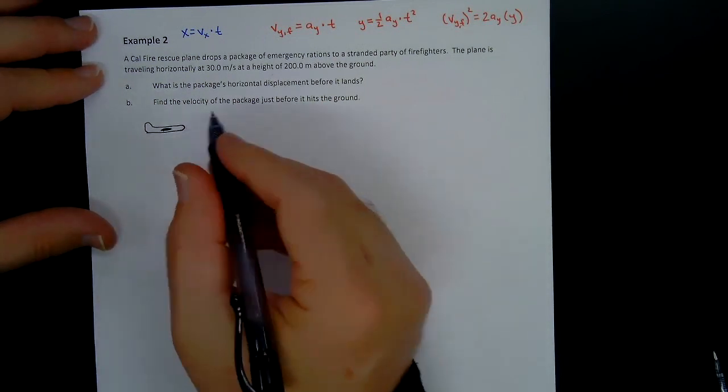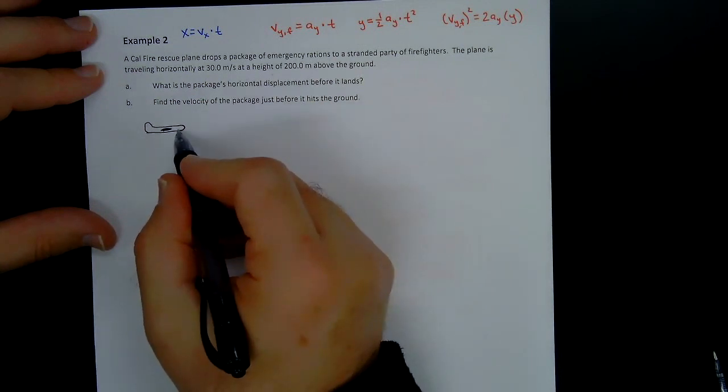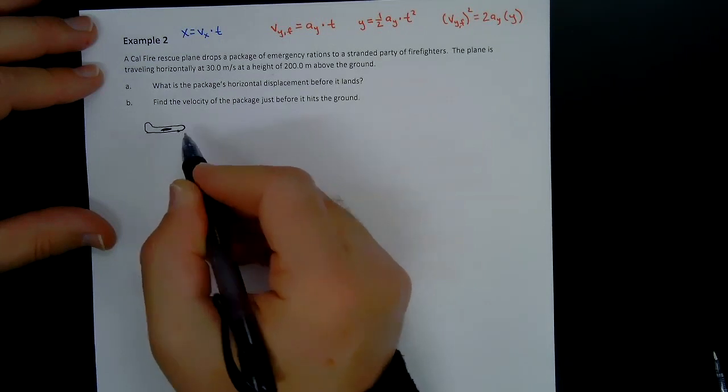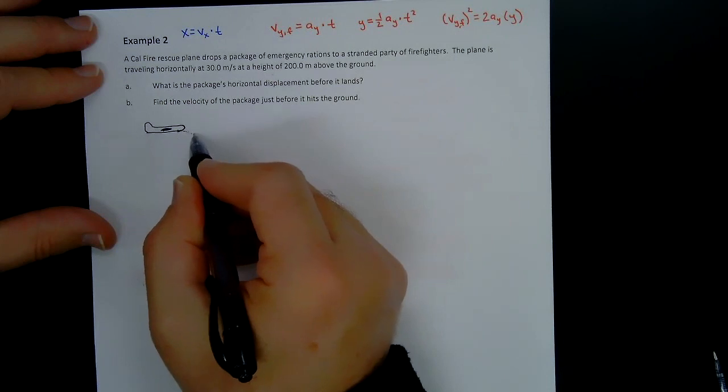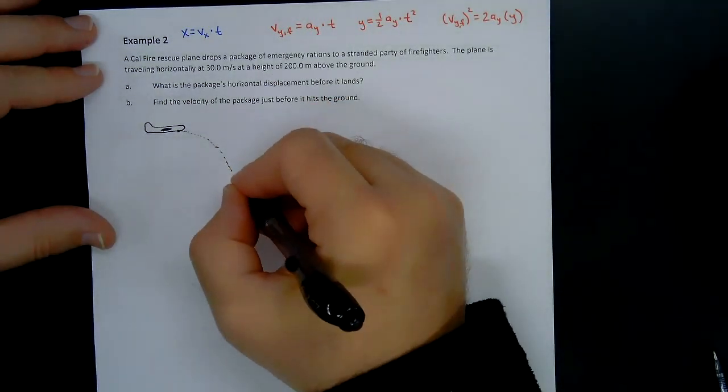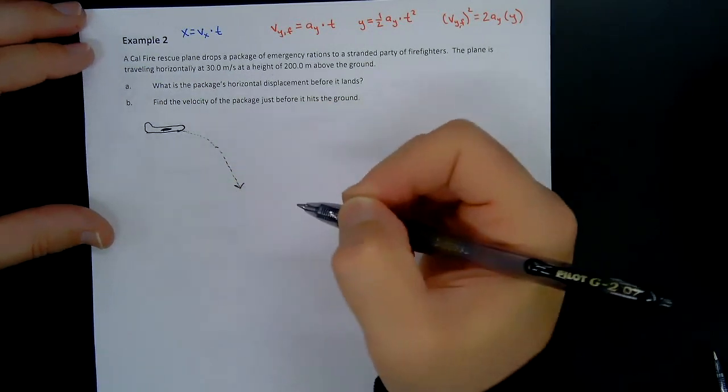And so what it's going to do is it has a package and it's going to release it and it's going to drop. And as it drops, it's going to continue to go forward and also fall to the ground. So it's going to take on this parabolic path, something like this, and crash into the ground.